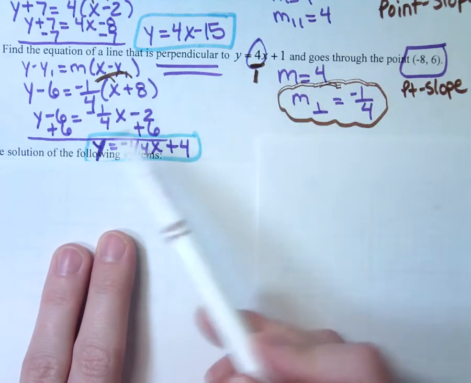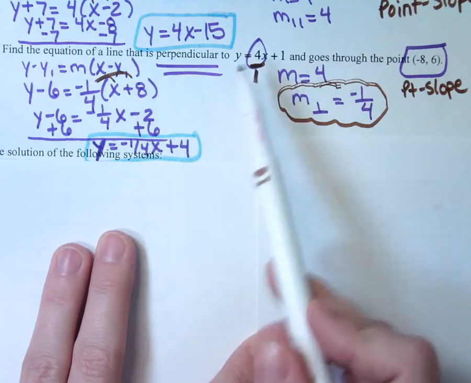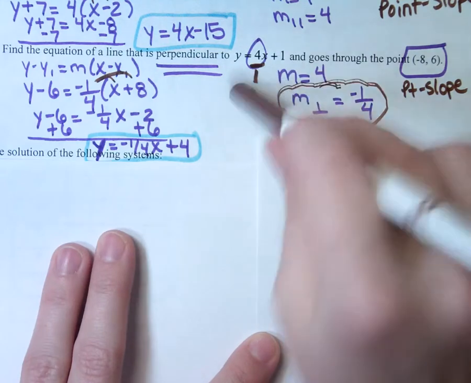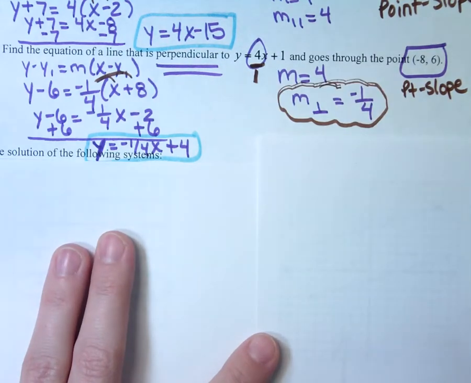And now I have two lines that are perpendicular because their slopes are opposite reciprocals. So these two are review, but some of you are still struggling with these.